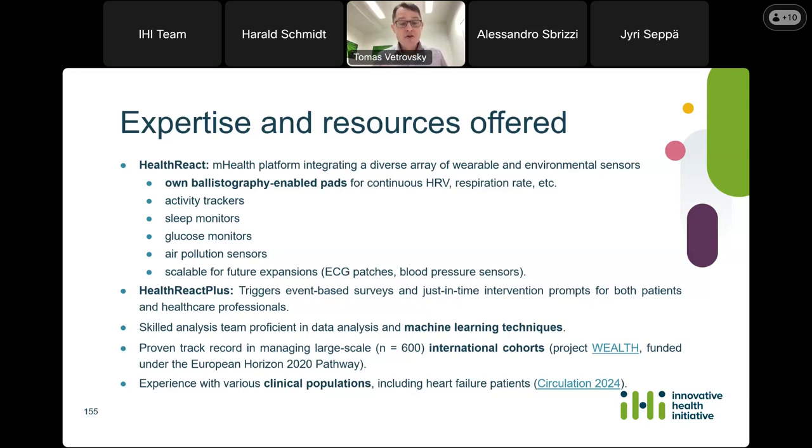HealthReact also triggers those surveys and intervention prompts by continuously evaluating the streams of data and using programmable rules to detect events of interest. Then we also possess expertise in machine learning techniques. We have experience with collecting data from large cohorts. Right now, we collect data from 600 subjects across four countries, four sensors at the same time. And we have large experience with clinical populations, for example, heart failure patients, etc.